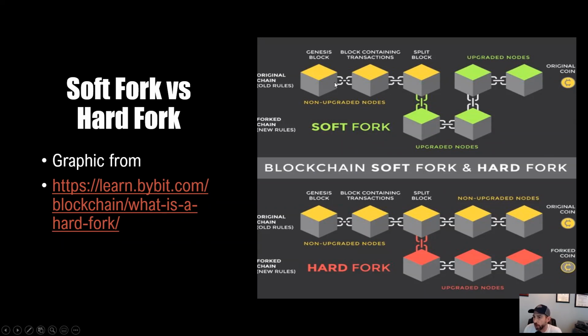And this is a soft fork, right? So we have the original chain here, and there was an update right here. And so there's your fork, and then it just keeps going. As you can see, the chain is never broken, and these nodes, the non-upgraded nodes, can continue participating in this particular chain in a soft fork.